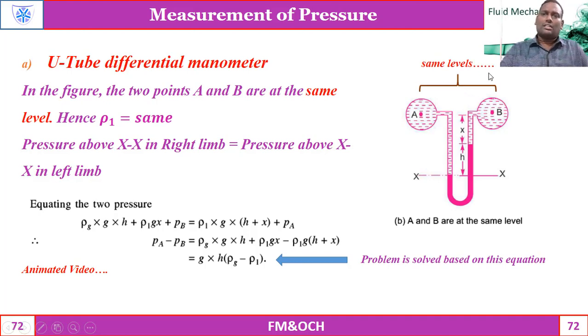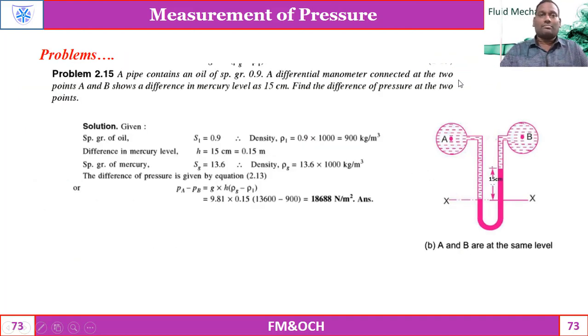Here, as I already told, the pipes are at the same levels. A problem is solved here. The problem is like this: a pipe contains an oil of specific gravity 0.9.